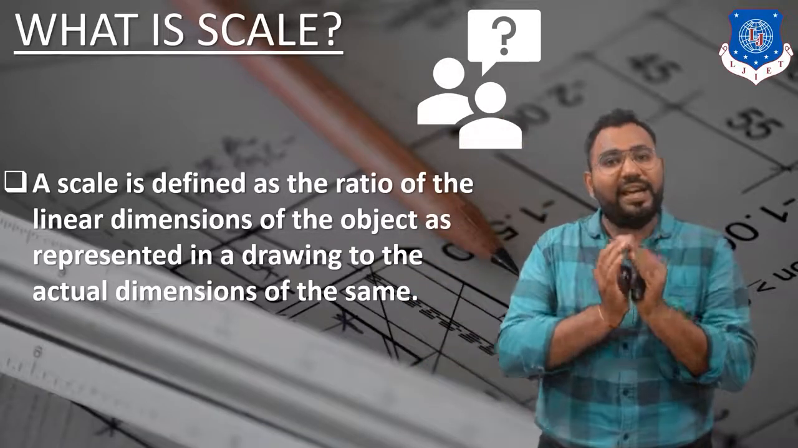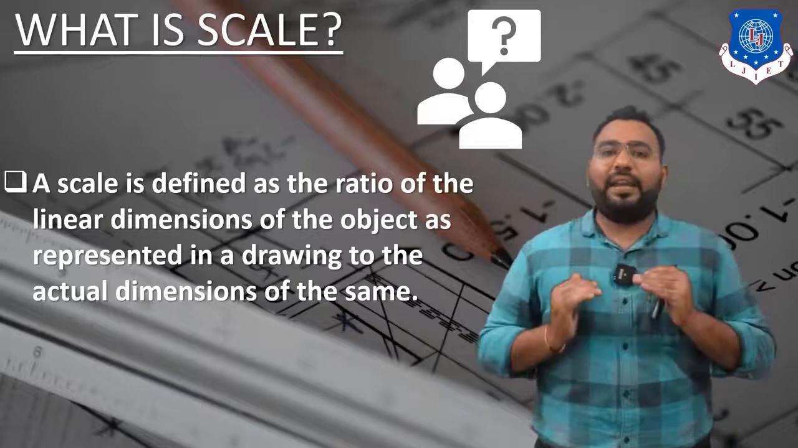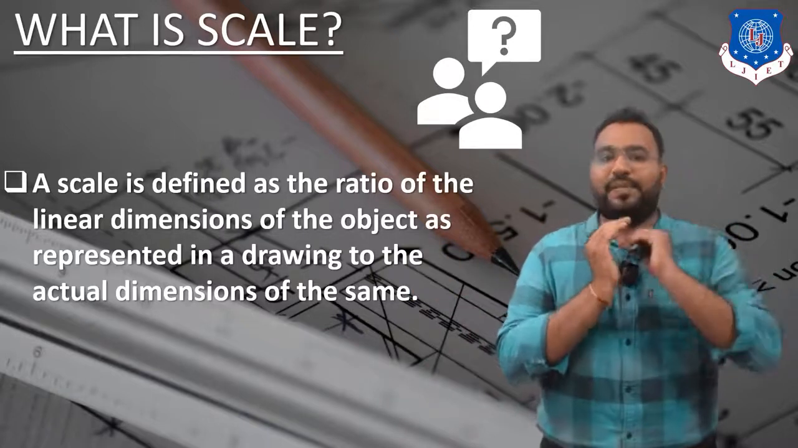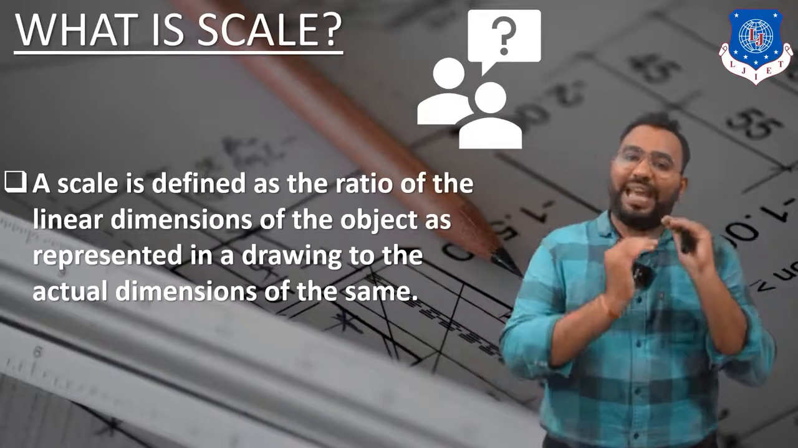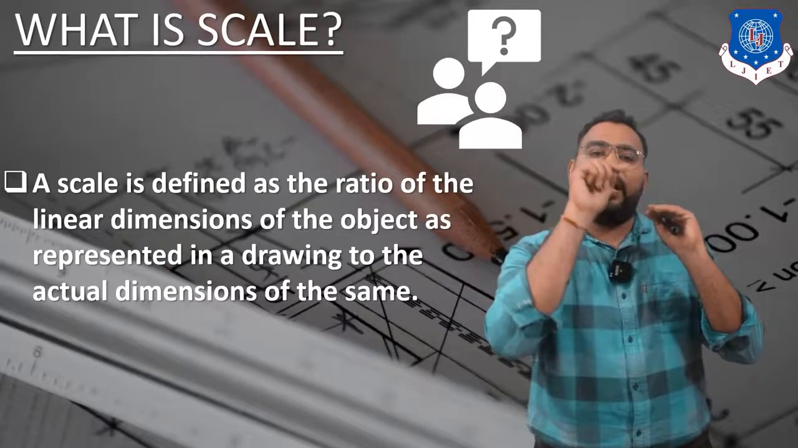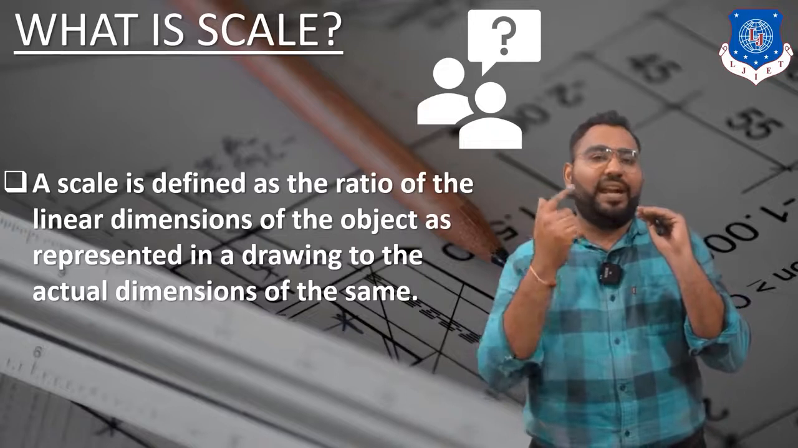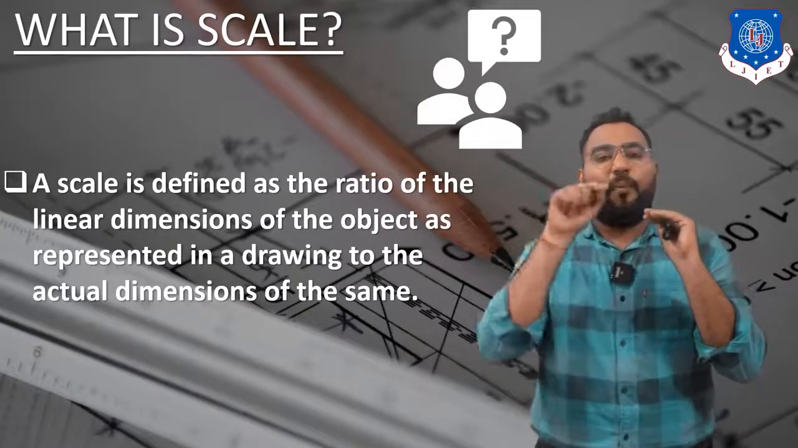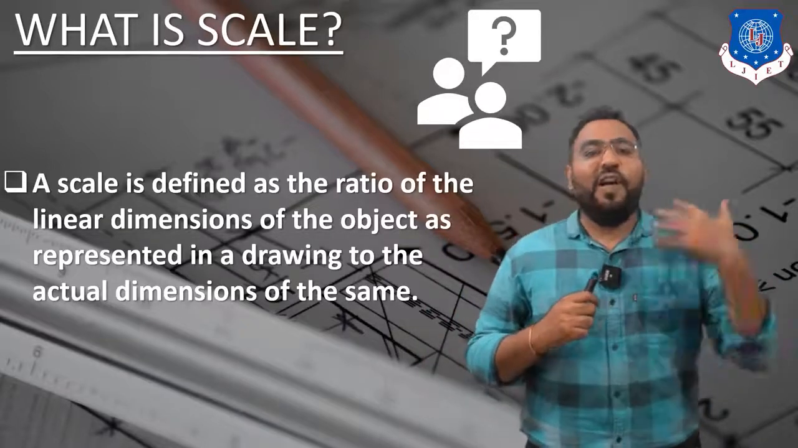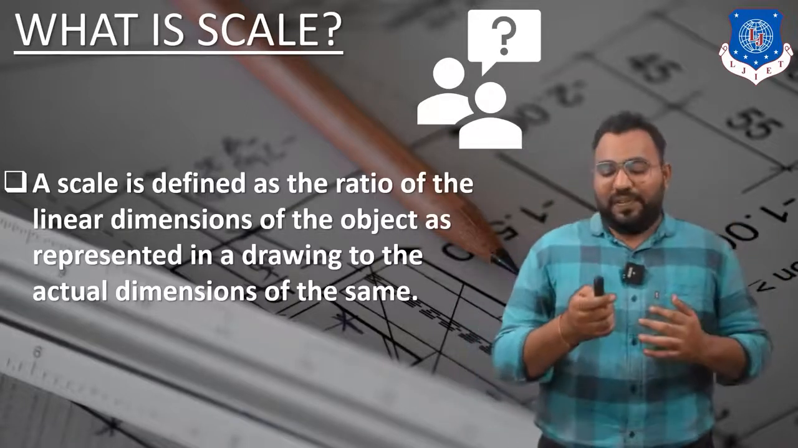So I am representing a 1000 centimeter big line by a 10 centimeter line. That means the actual dimension of the line is 1000 centimeter and the drawing dimension is 10 centimeter. Scale is equal to drawing dimension upon actual dimension, so 10 centimeter upon 1000 centimeter. The zero and zero will be cut from the numerator and denominator, so your scale is going to be 1 upon 100, or you can say your scale is 1 is to 100. Now you know that scale is nothing but the ratio of drawing dimension upon actual dimension.